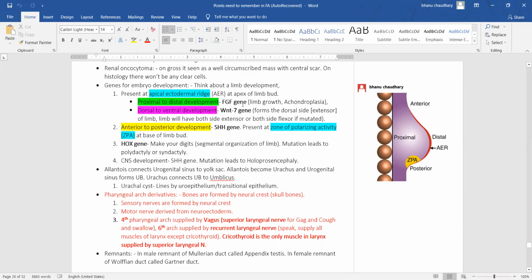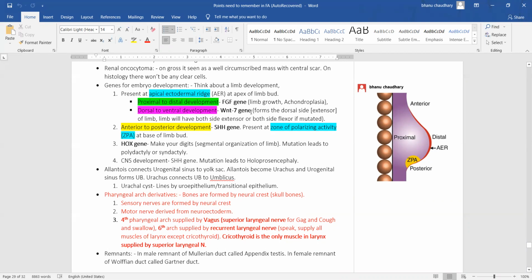And if you go back to achondroplasia, we have discussed that if this fibroblast growth factor 3 gets activated, what you get is shortened limbs, remember? So remember, this fibroblast growth factor is responsible for limb growth from proximal to distal. That means the length of your limb is totally dependent upon this fibroblast growth factor gene.